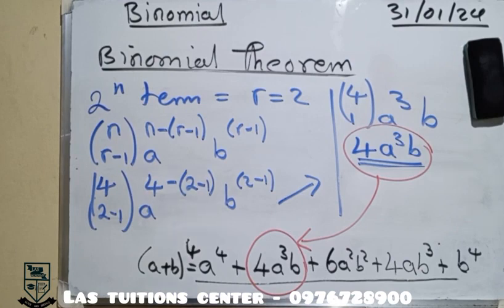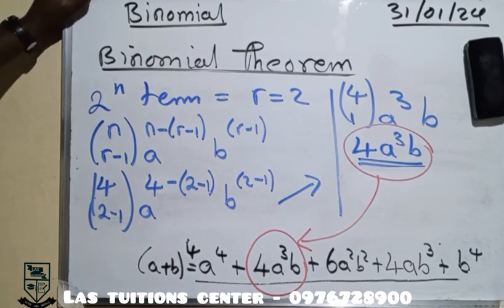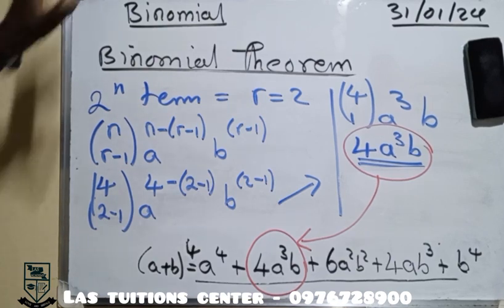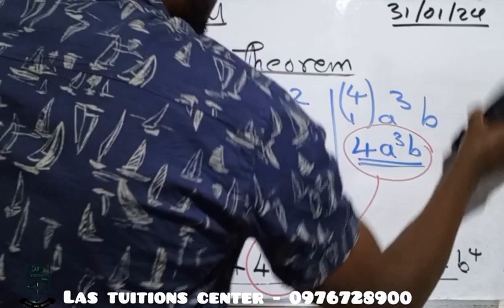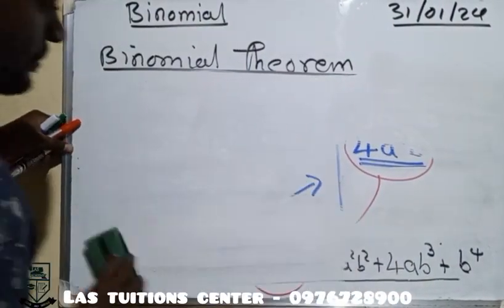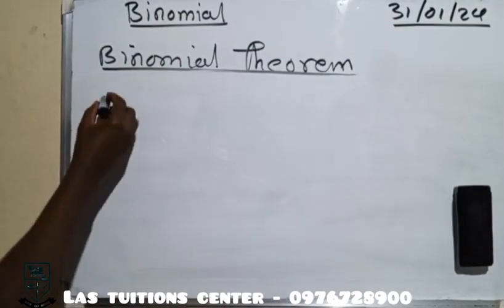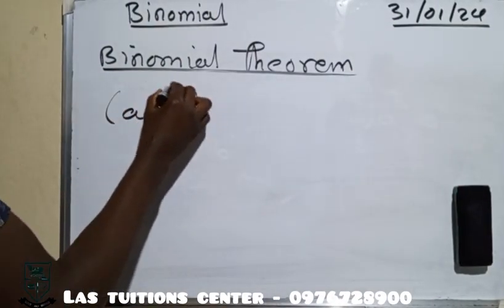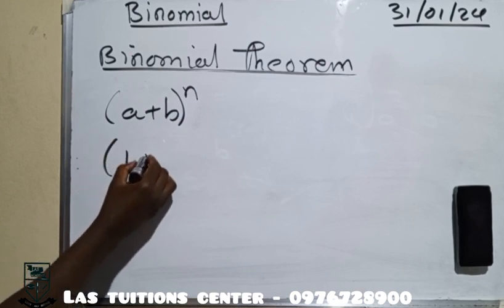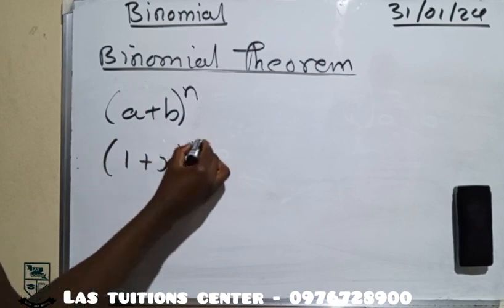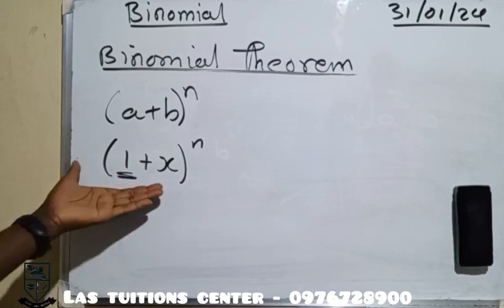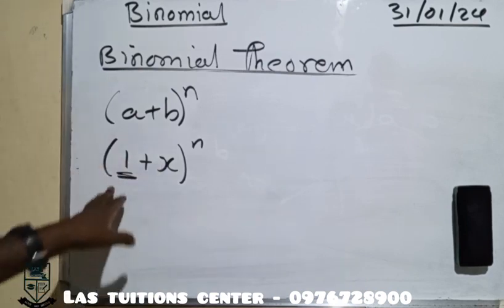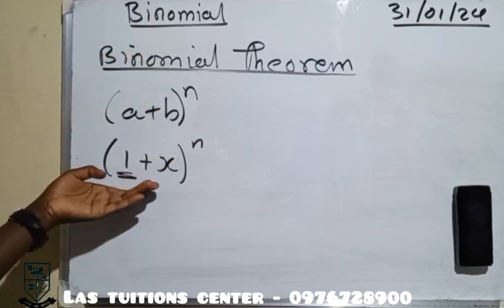The only part that is remaining, perhaps we can tackle it tomorrow, is where instead of a plus b to the power n, you now have 1 plus x to the power n. This is a special term. We look at this one tomorrow, then we are done completely with binomial. It will take just about 10 minutes, or maybe 15 to 20 minutes.